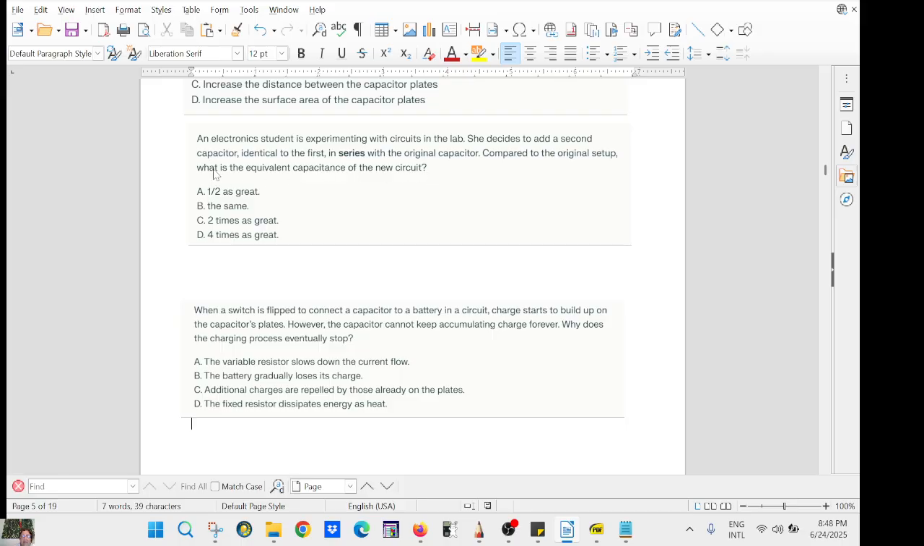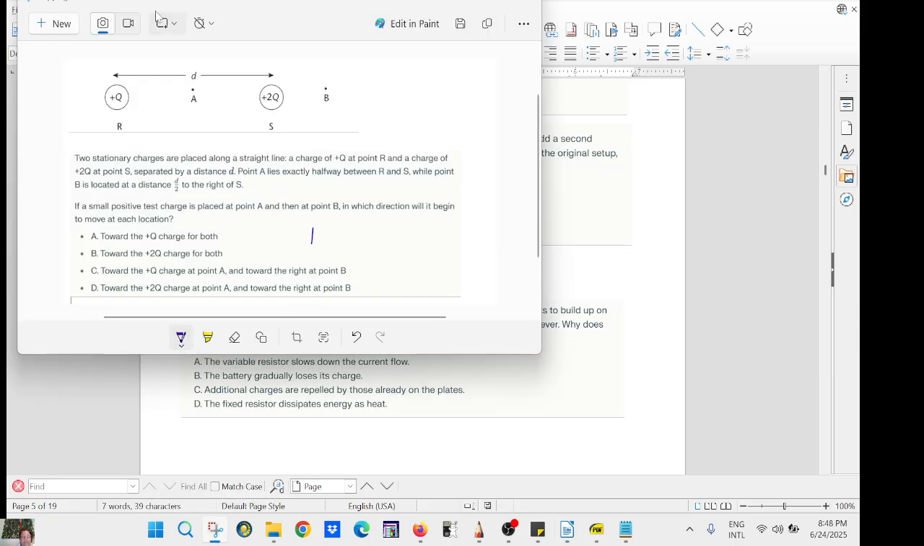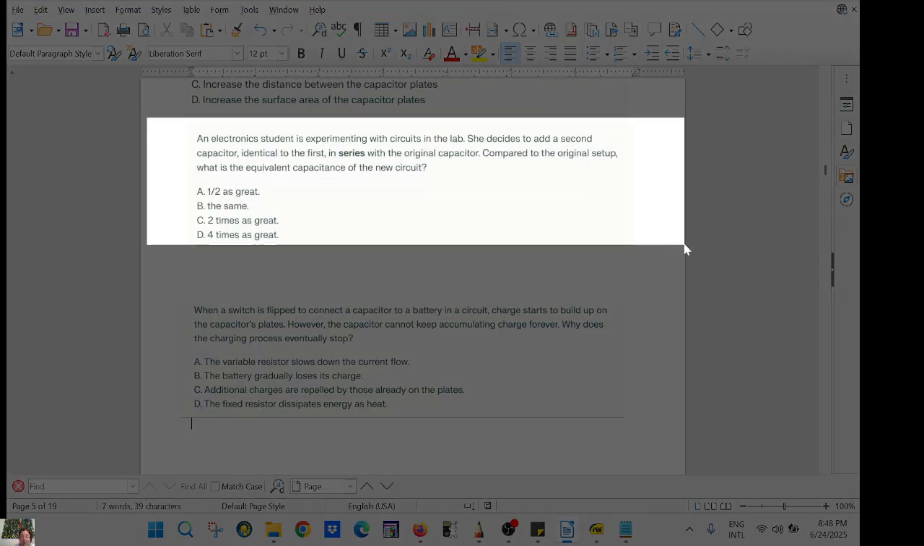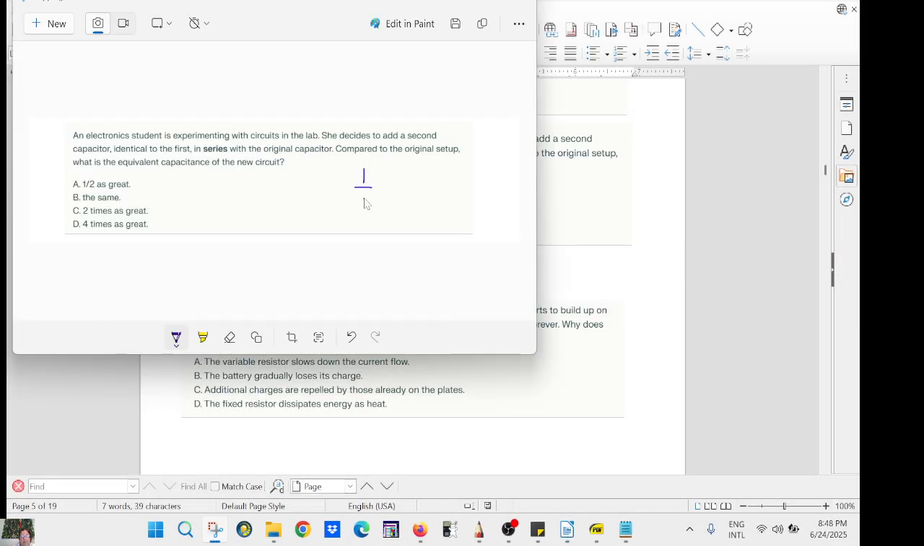So it means if the resistors are in series, to find the equivalent resistance, you need to apply the equation 1 over C1 plus 1 over C2 equals the equivalent one. So if you have two of them in series, right, that will be something like this. So the equivalent will be half. So it will be half as great.